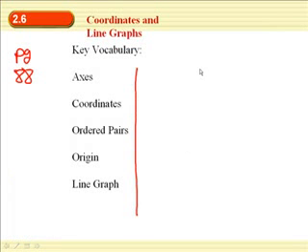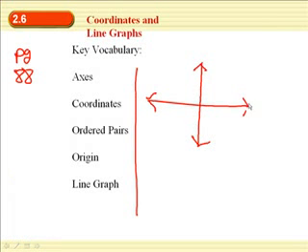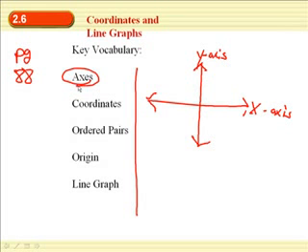So I'm going to start by drawing you a picture of a coordinate grid, and that's made up of what's called an x-axis and a y-axis. The x-axis always goes left and right. The y-axis always goes up and down. So this is the y-axis, this is the x-axis, and that's the axes, plural. Axes is plural for axis.